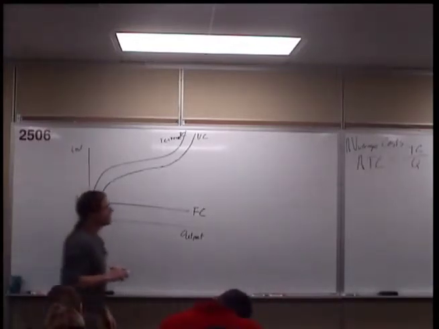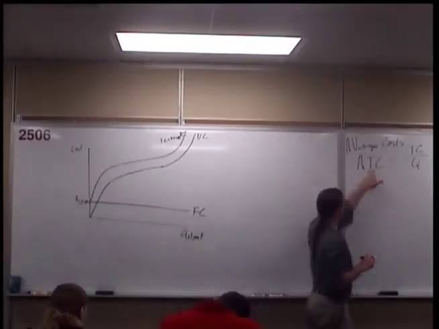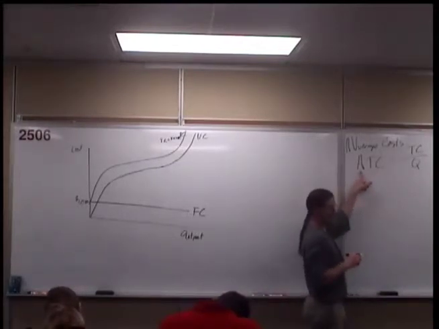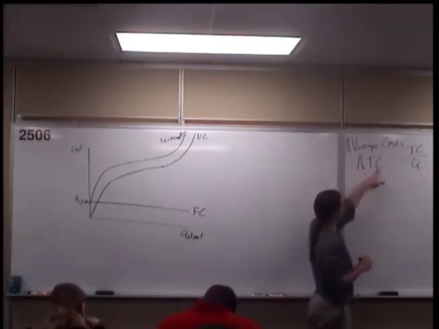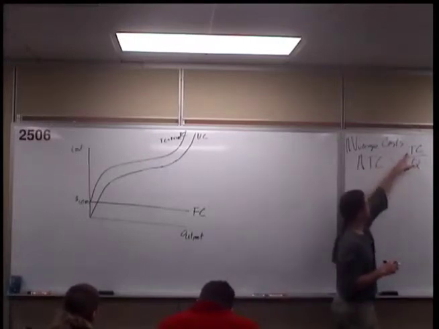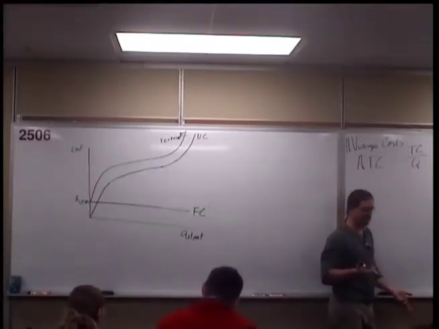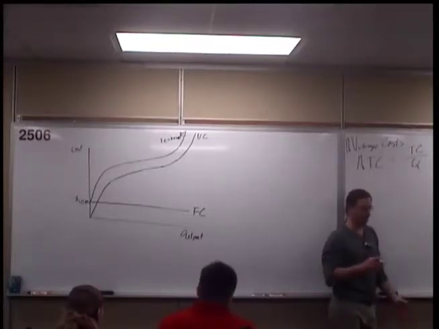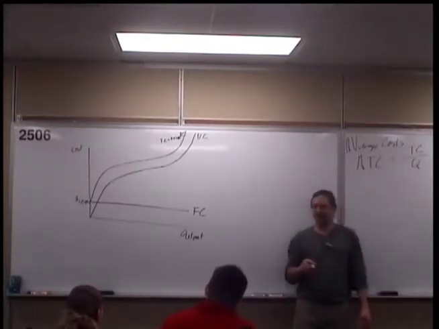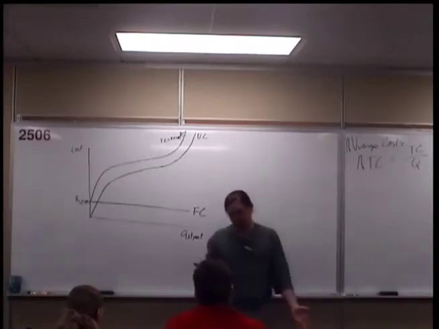If I put an A in front of TC, the A stands for average. So this is average total cost. Basically, take your total cost and divide by however many units you produced. That's how you calculate an average. Okay, so this is not deep math. It's basically calculate an average.